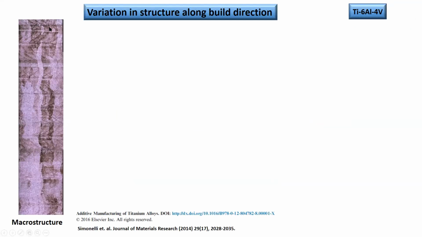So this is the macrostructure at a very high magnification. The scale bar is not visible here, but if you can see what my mouse is pointing at, this distance is 1 millimeter. Okay, so we can see the macrostructure, and you can see these patches, these layers actually. So these are the signatures of the additive manufacturing technique.